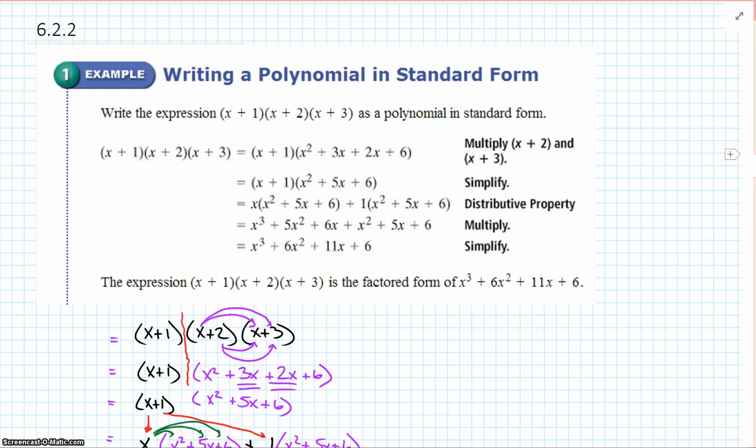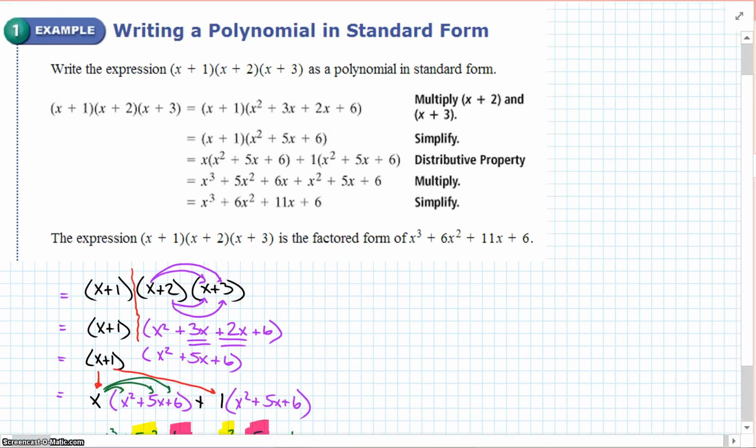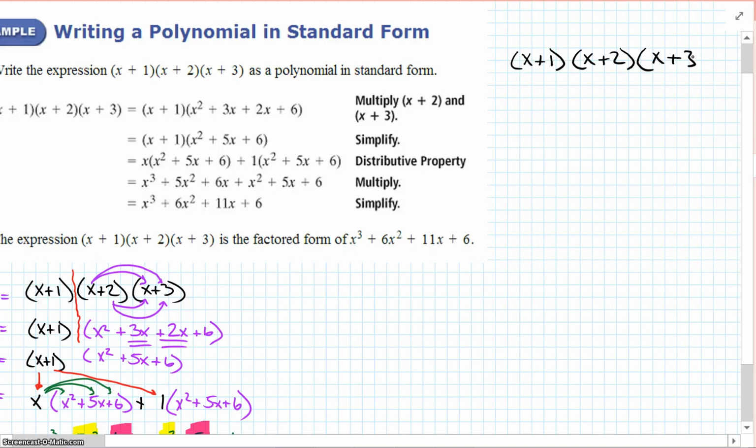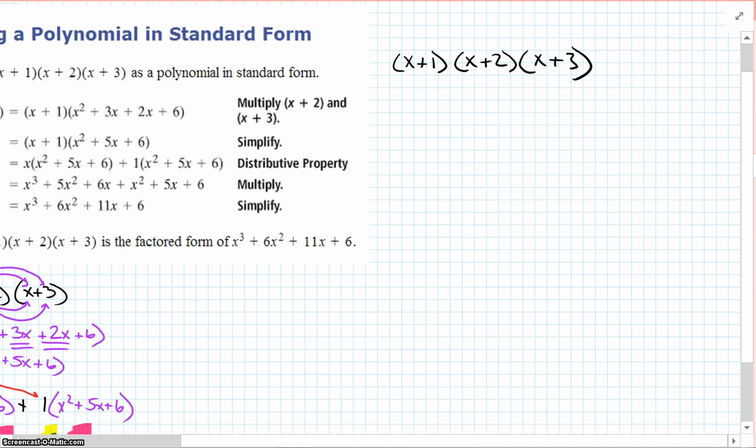Write the polynomial in standard form. So write the expression x plus 1, x plus 2, x plus 3 in standard form. So this is a factored polynomial right now, and now it says we want to write it in standard form. What I do is I draw a line and I pull two apart. Now we're just going to go ahead and distribute or FOIL.